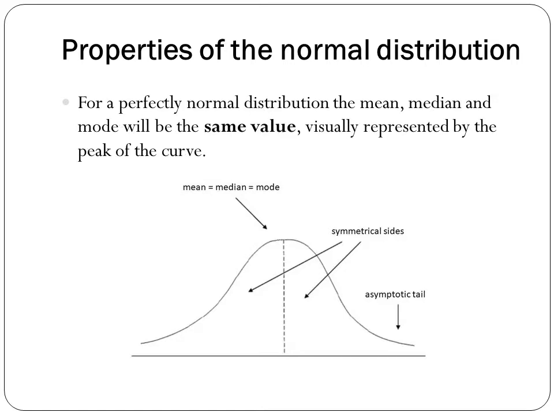For a perfectly normal distribution, the mean, the median, and the mode, the three measures of central tendency, will be the same value. In other cases, there are values that are almost the same, and if we are going to form that into a graph, you can still form a normal curve. But if that is a perfectly normal distribution, then the mean, the median, and the mode are of equal values, visually represented by the peak of the curve, as you can see.